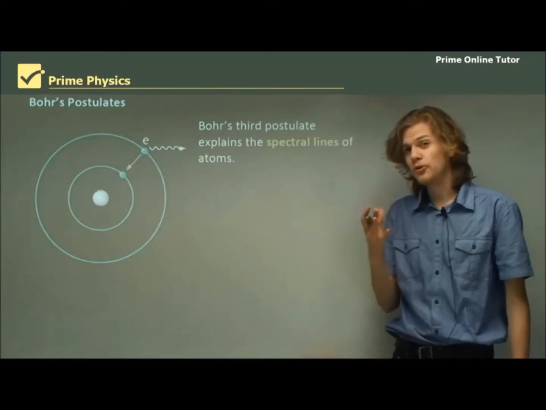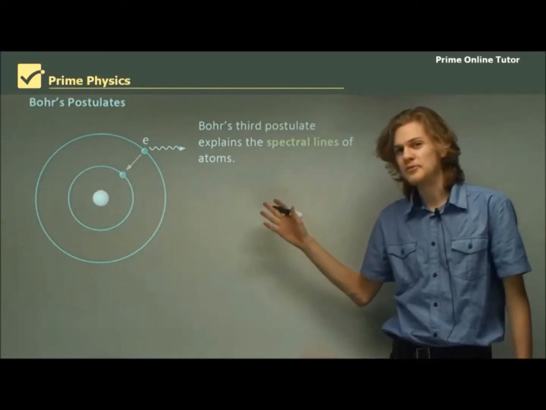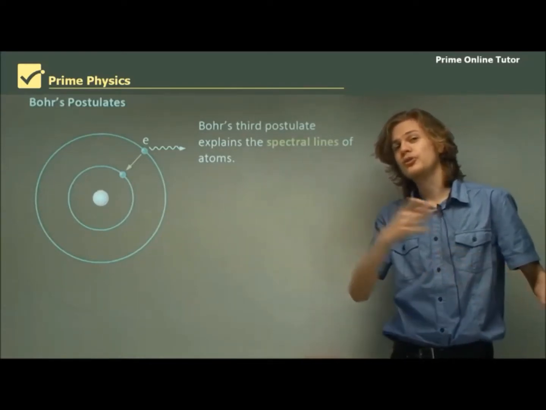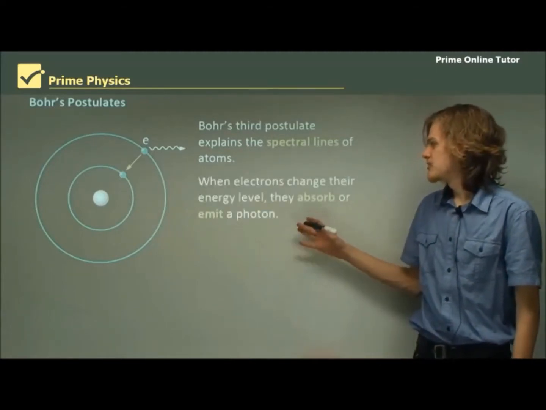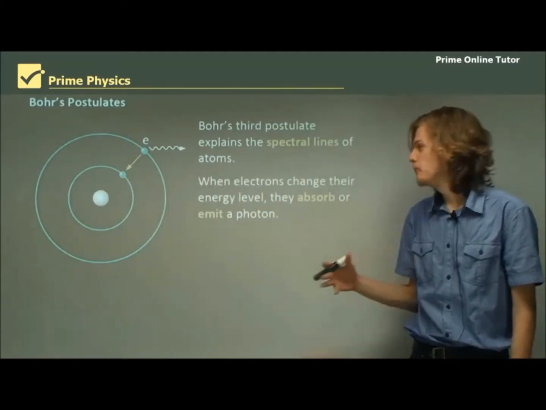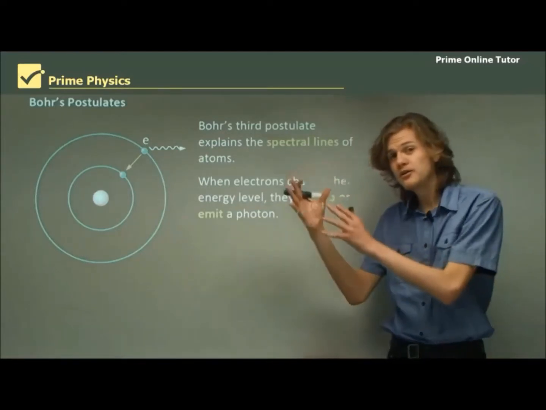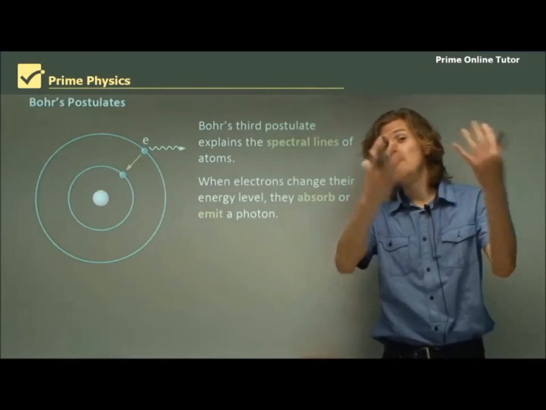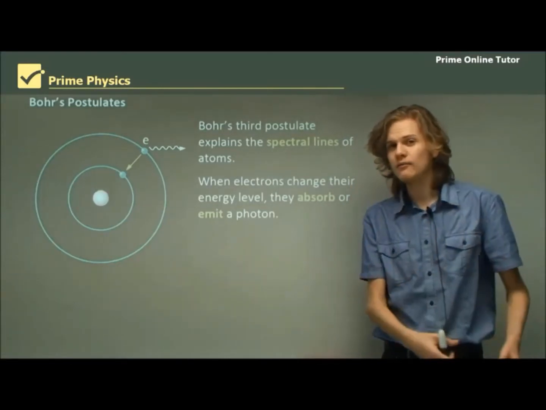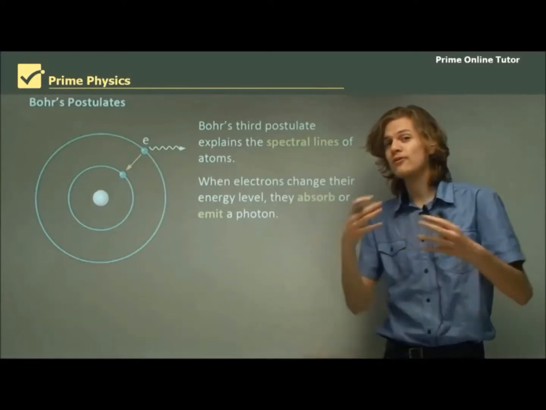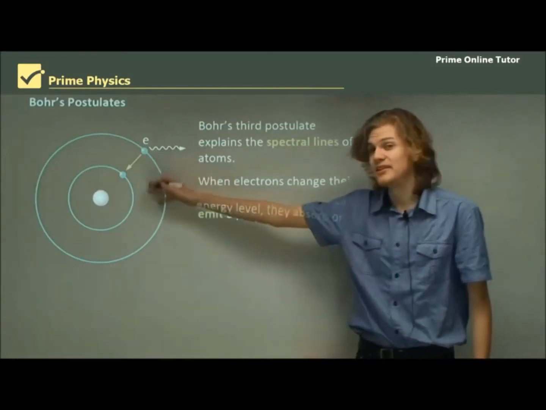So Bohr's third postulate, we're still on the postulates, explains the spectral lines of atoms. And this is what allows electrons to jump between energy levels. The postulate says that when electrons change their energy level, they absorb or emit a photon. If they go from a high energy level to a low energy level, they emit a photon of energy. If they go from a low energy level to a high energy level, they can only do it if they first absorb a photon of energy. They sort of make this jump, as you can see.